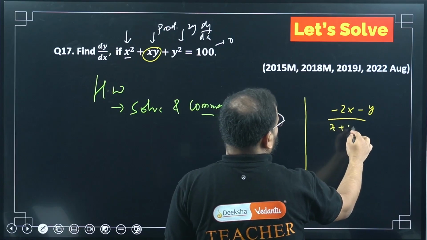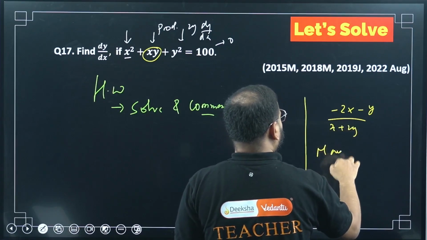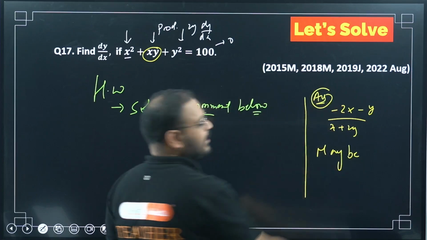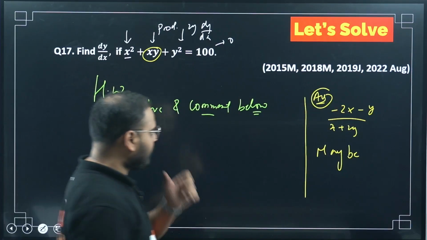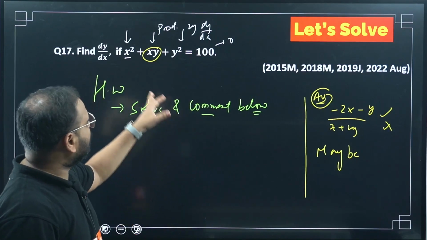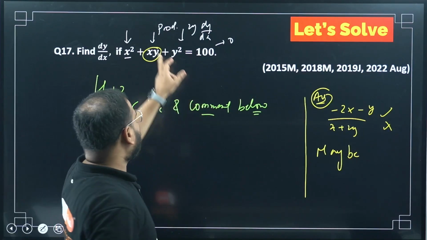Maybe, not sure, maybe. So this can be the answer. Please check. Something like this you should get. Maybe cross check it. Maybe right or maybe wrong also, because I have not solved it. But you'll get this answer for sure. I've given you the steps.